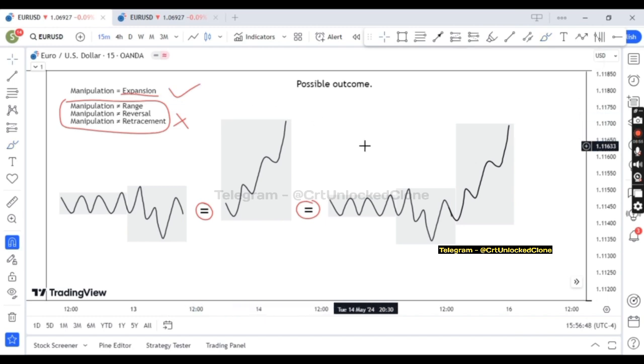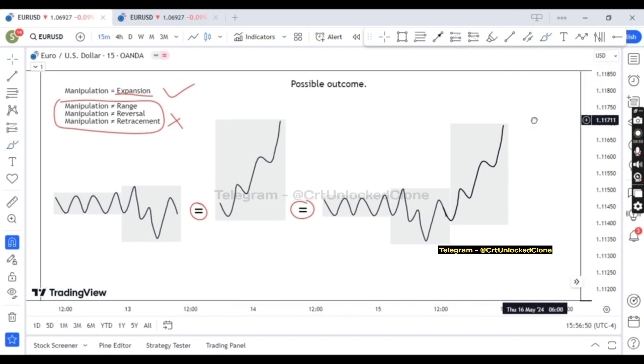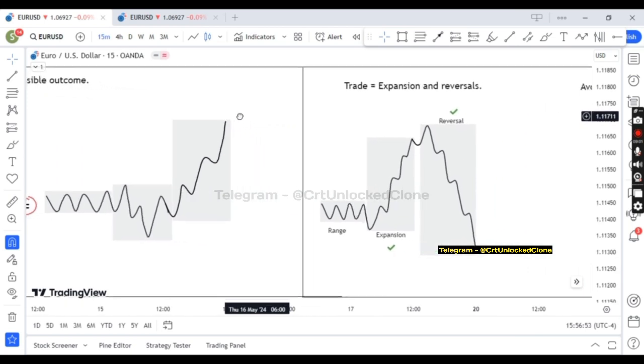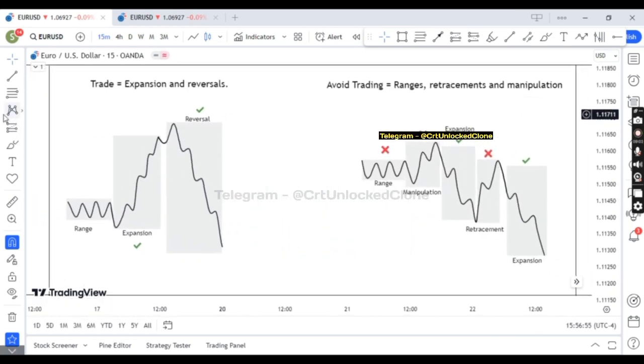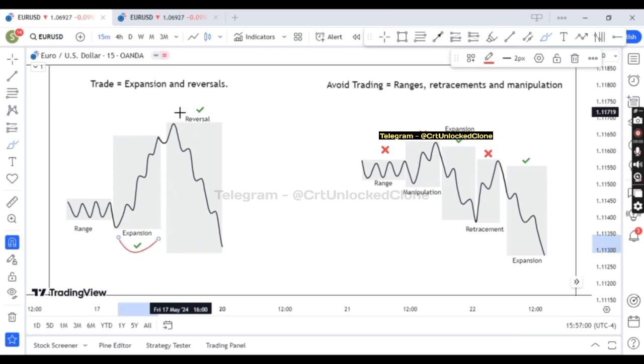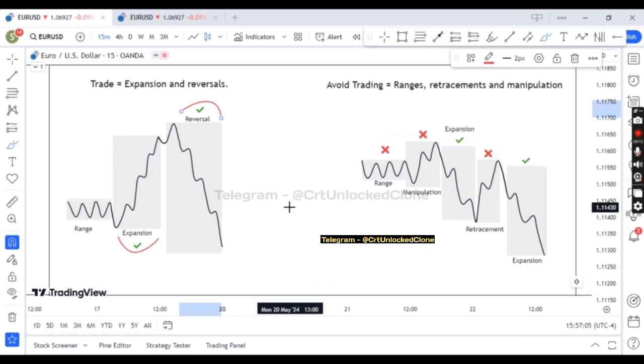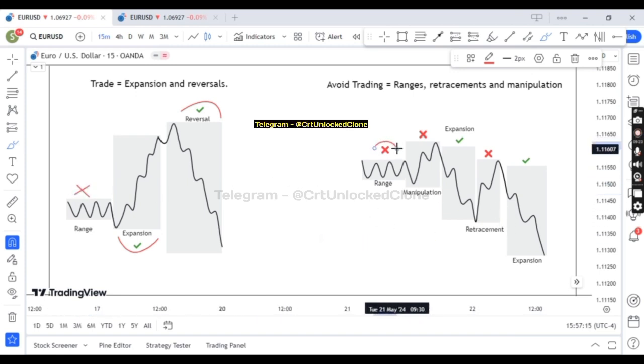Now, another important thing about market profiles is that, generally, you would want to avoid ranging, retracement and manipulation profiles and only take part in expansion profiles and reversal profiles. Those are the only two profiles which most, if not all of you, should particularly focus on, and you should avoid trading the rest of the profiles. Now, for advanced traders, you can trade the manipulation profile too, but for now, for our betterment and improvement, we're going to avoid the manipulation profile and only trade expansions and reversals.